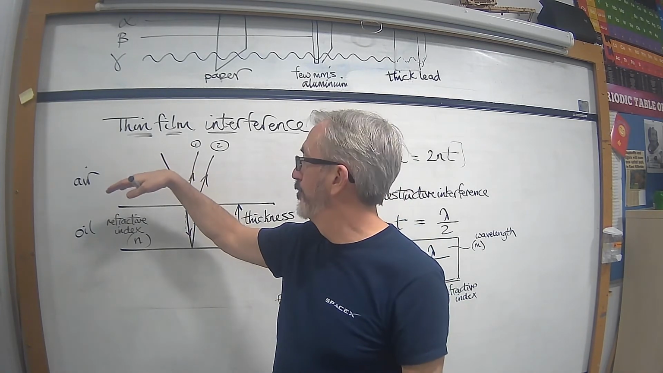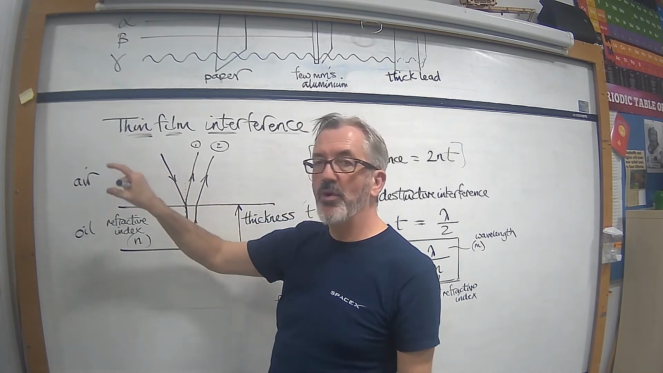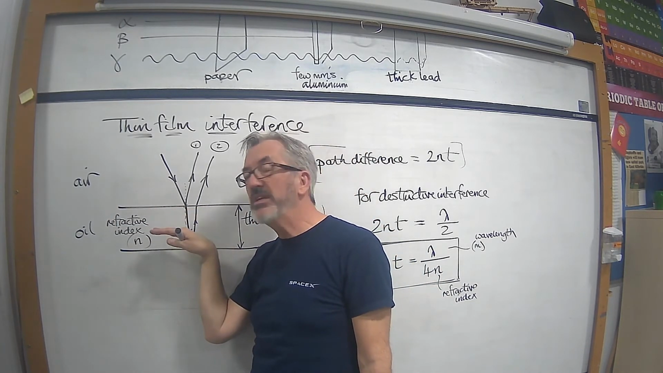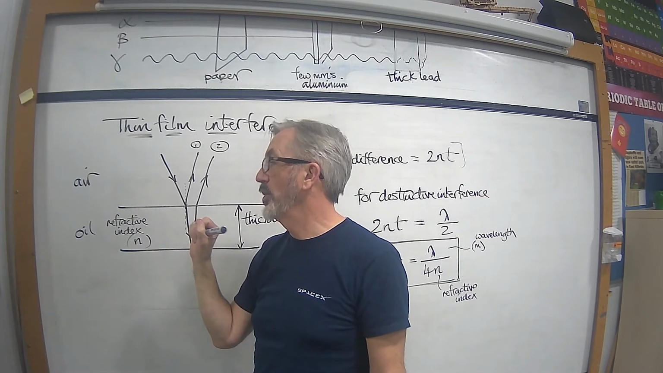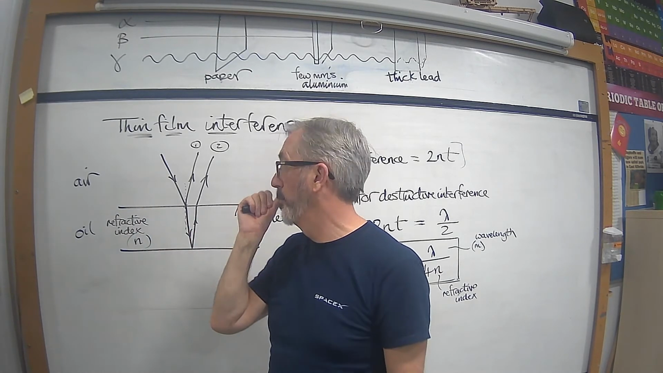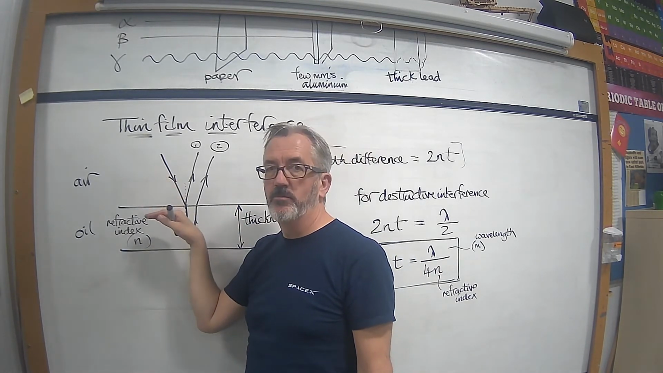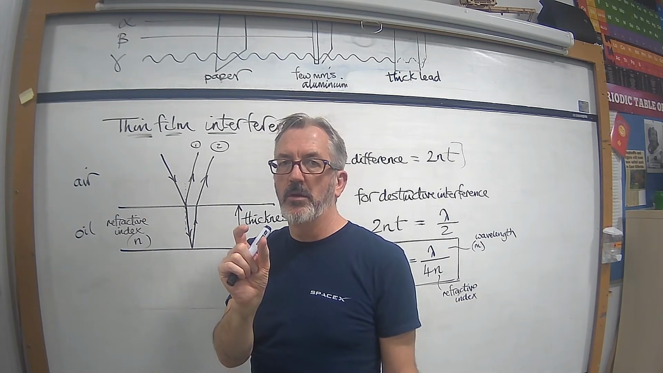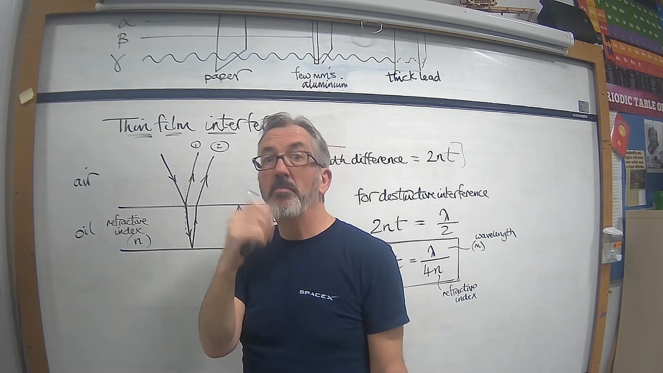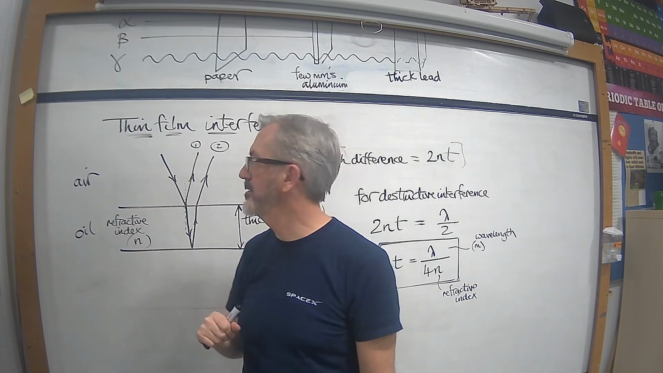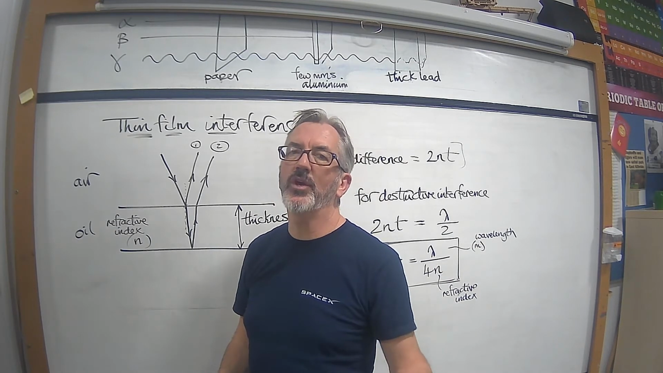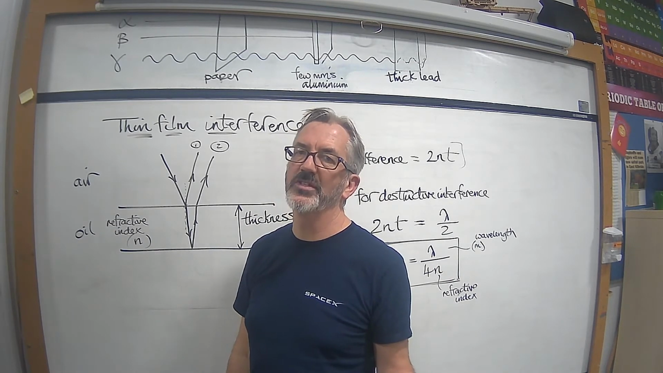When light reflects from a more dense optical medium, and oil's more dense than air is, when it reflects, it undergoes a phase change of half a wavelength, pi radians, 180 degrees. The best way to show you this is on a video using the worm in the corridor. I'll show you that first.